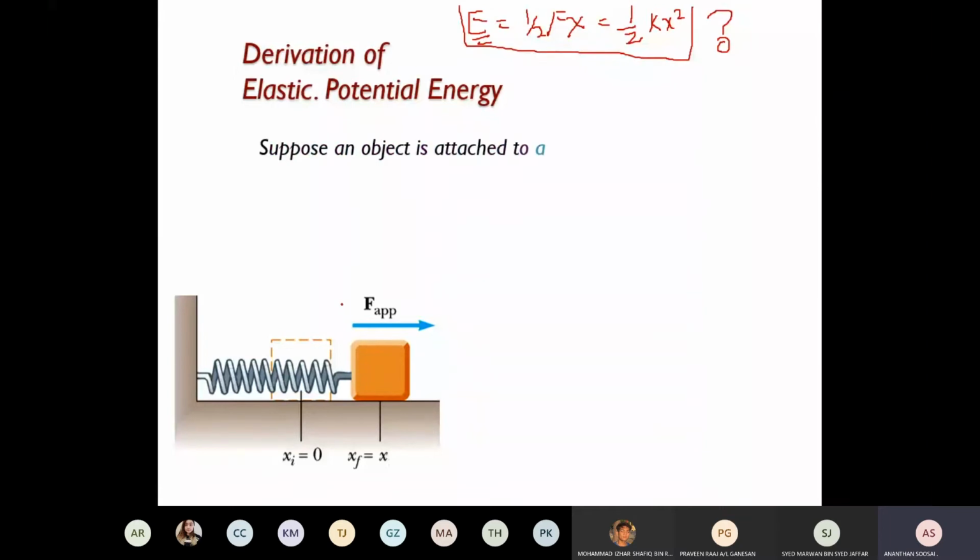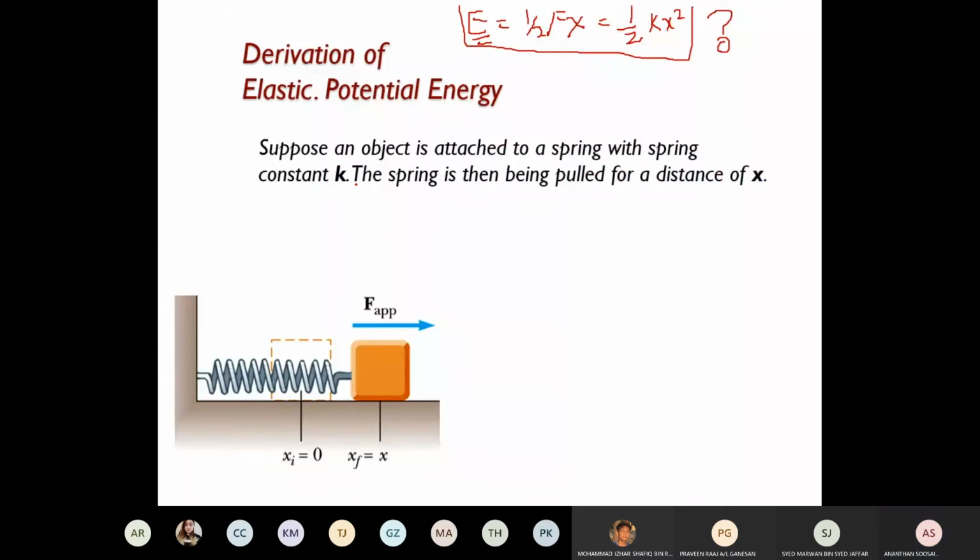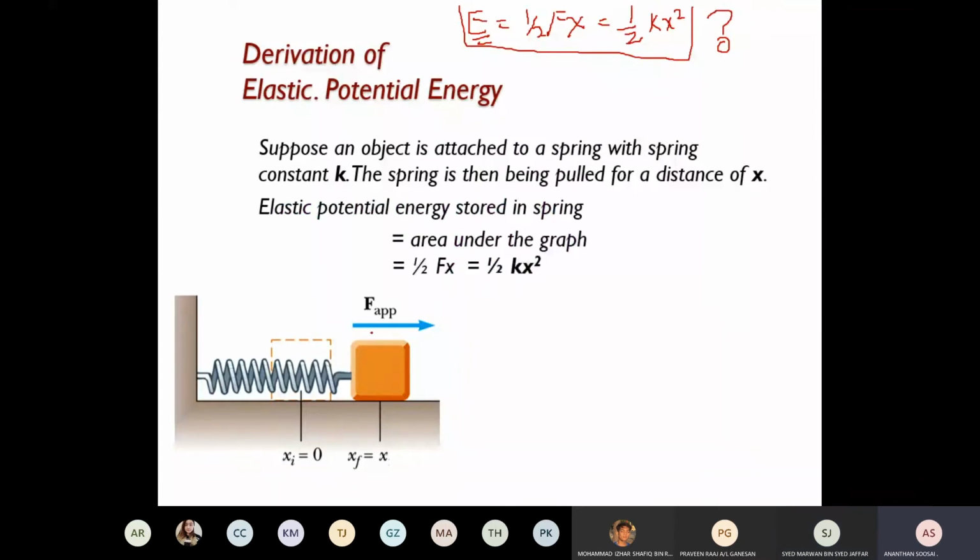So again, we start with work. Suppose an object is attached to a spring with spring constant k, the spring being pulled by a distance of x. So you pull with force F, and you extend it by x. So what is the work? The elastic potential energy stored in the spring is the work done by this force. But a spring is different. This force is not constant. This force is changing, for a spring, of course, you know Hooke's law.